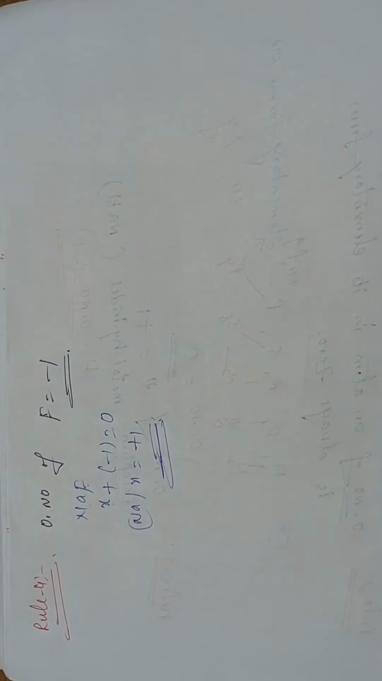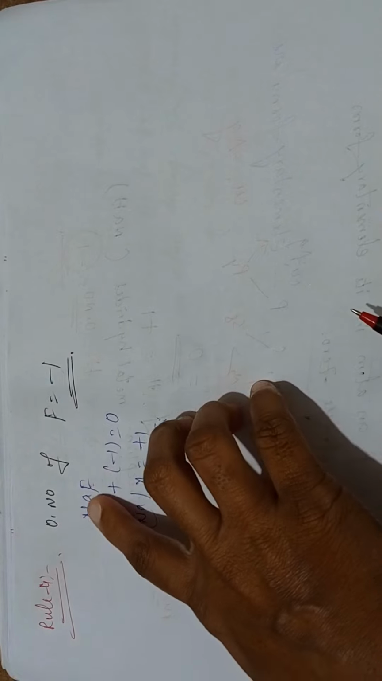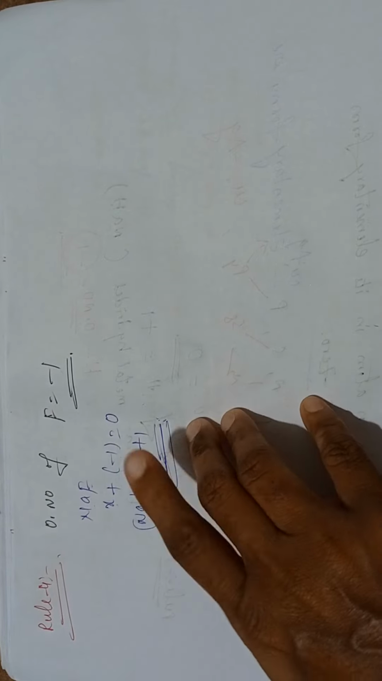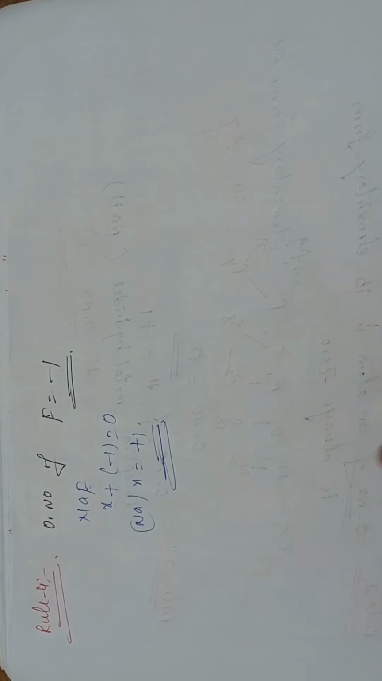So like this you have to find it. The fluorine oxidation number is equal to -1. Once the fluorine oxidation number is -1, you can find the sodium oxidation state in this compound also. Next, rule 5.